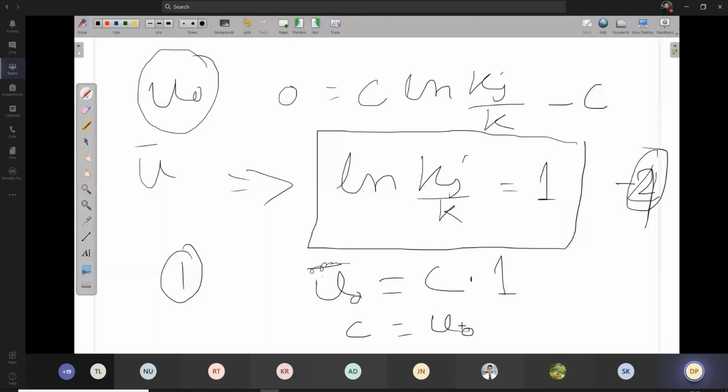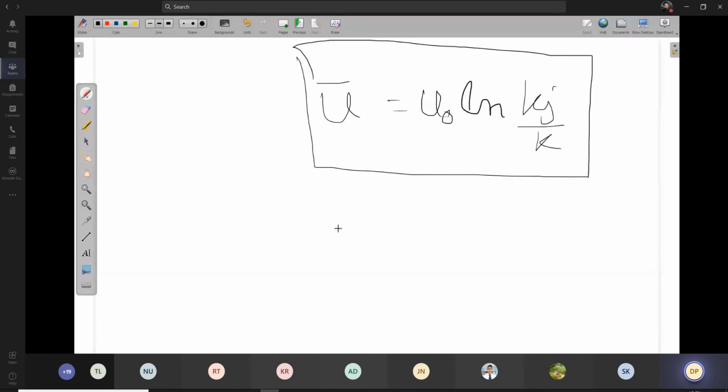So what is that value? That value generally we take as uf by 2. So the value of the constant c is equal to u0. Now if you put it in equation number 1, ultimately you will get u bar is equal to u0 into ln kj by k.